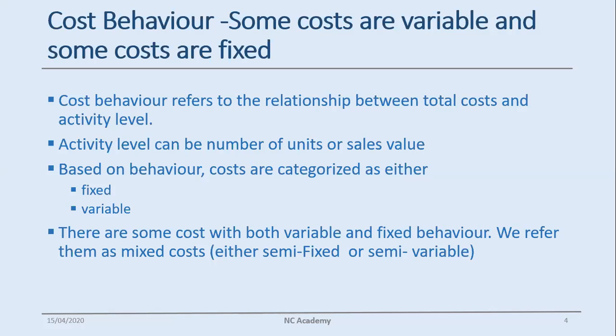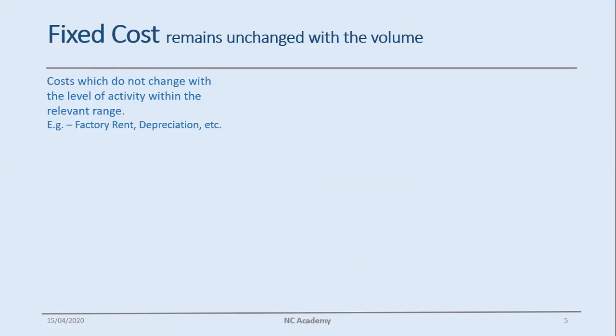That's fixed or variable. There are some costs with both variable and fixed behavior. We refer to them as mixed cost. It could be either semi-fixed or semi-variable. For simplicity, I'm not going to discuss semi-fixed or semi-variable in detail. Let's start with fixed cost.